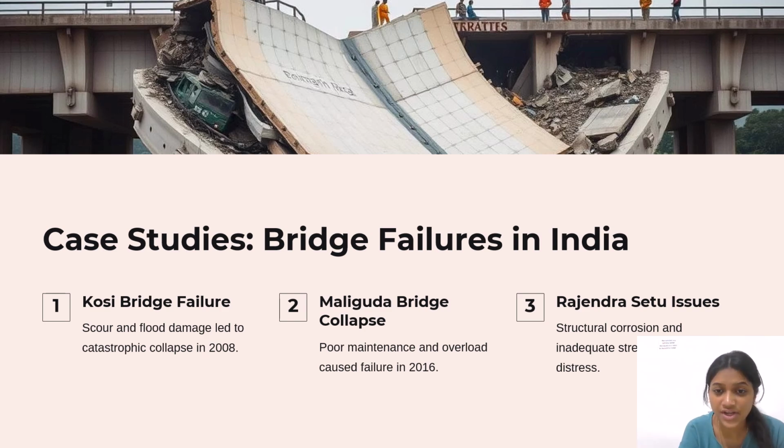Next is about bridge failures in India. The first bridge failure in India is the Percy Bridge failure. Scour and flood damage led to catastrophic collapse in 2008. It was a huge mistake of the designer as well as technical mistakes. Then the Bandigunda Bridge collapse, due to poor maintenance and overload, caused failure in 2016. And the third one is Rajendra Setu, with structural corrosion and inadequate stress distribution.